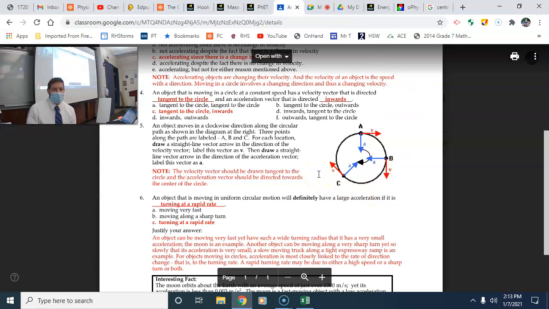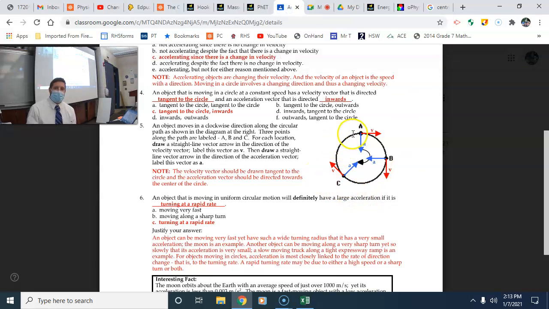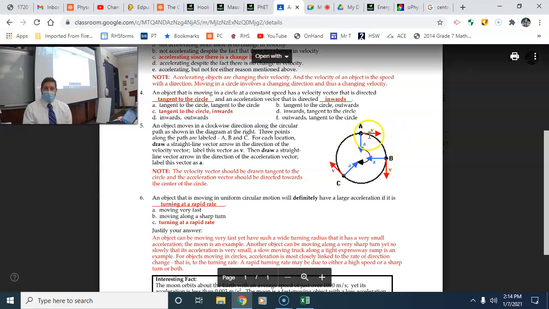All right, number 5 basically just says, here's an object going in a circle at 3 different positions. And we know it's going clockwise, so it's going around the circle like this. And it wants us just to draw these vectors that we just described. So if you got number 4 right, you should get number 5 right, because we're just drawing velocities going off tangent in a straight line from the circle.